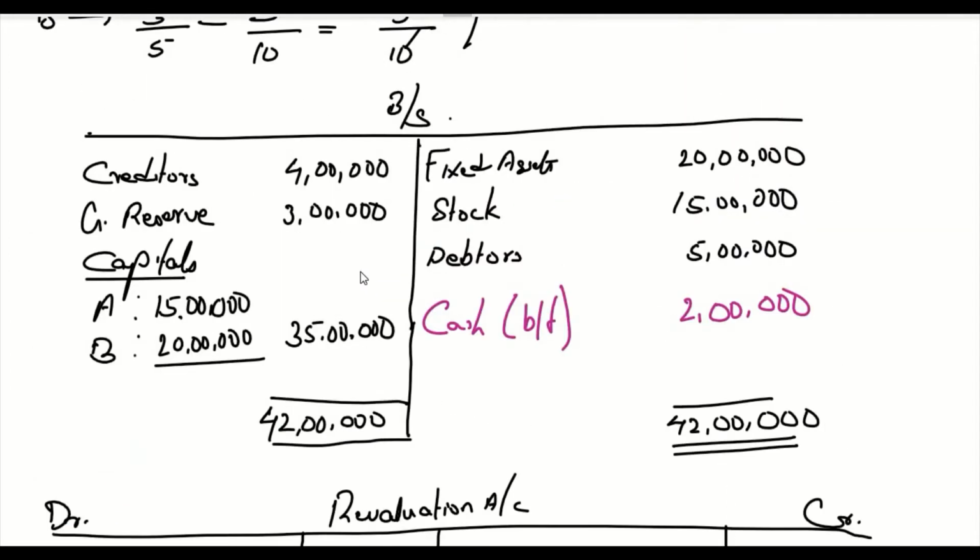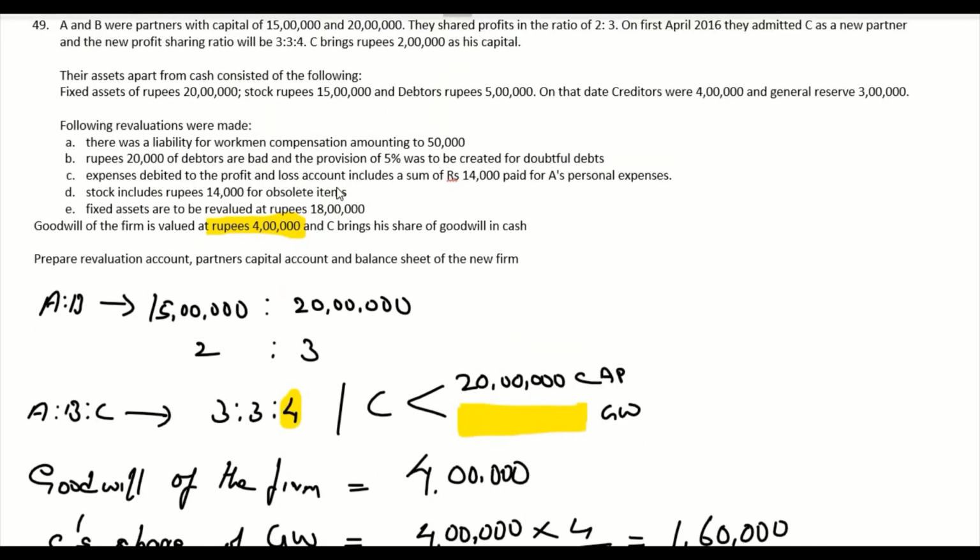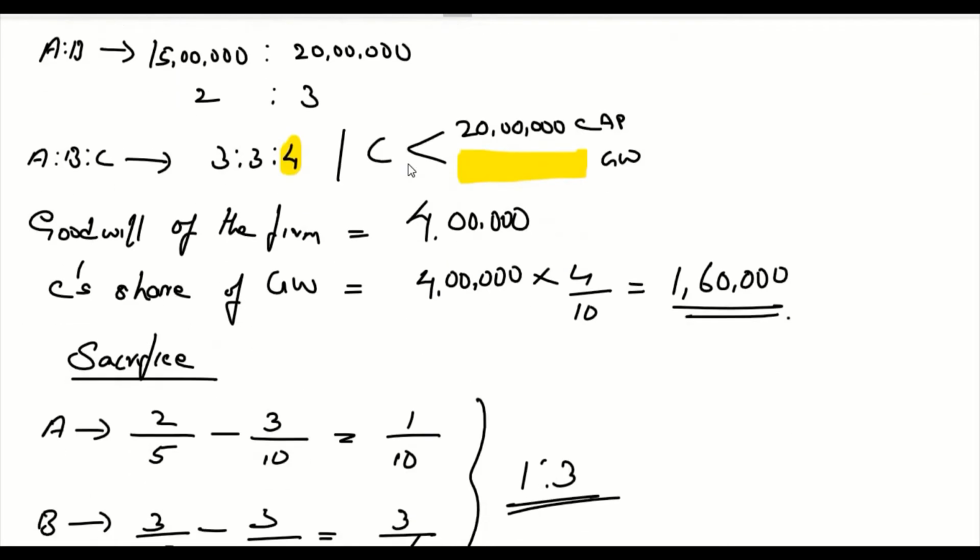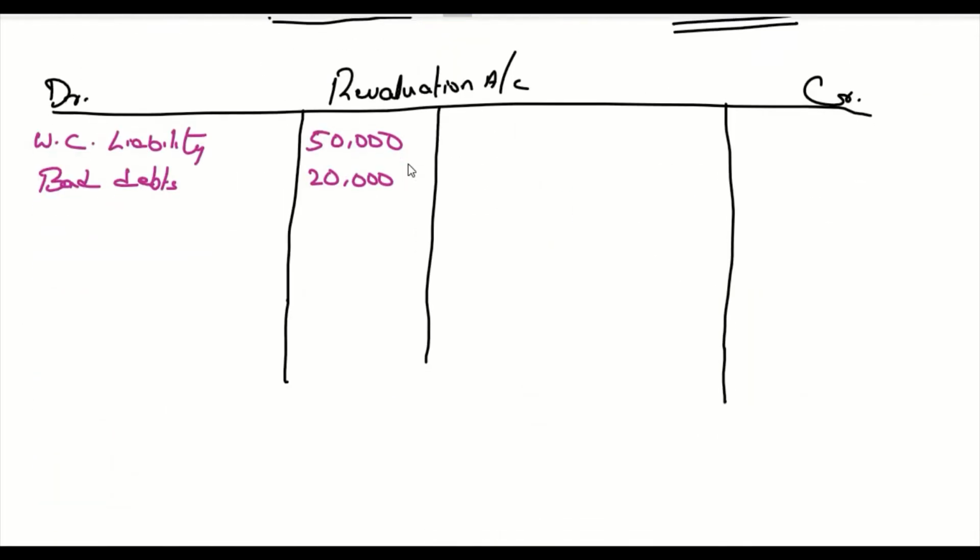Now the debtors value is 5 lakhs. Now 5 lakhs minus 20,000, which is 4,80,000. On 4,80,000 only you are supposed to calculate 5%. 5% on 4,80,000 is 24,000. So provision for doubtful debt is 24,000.